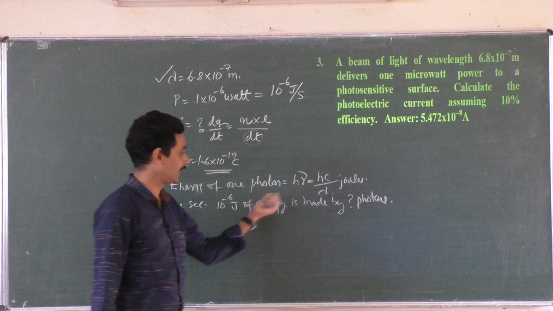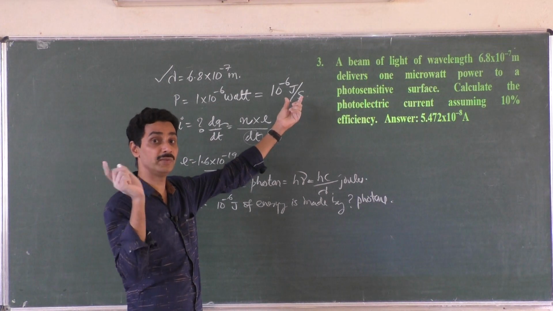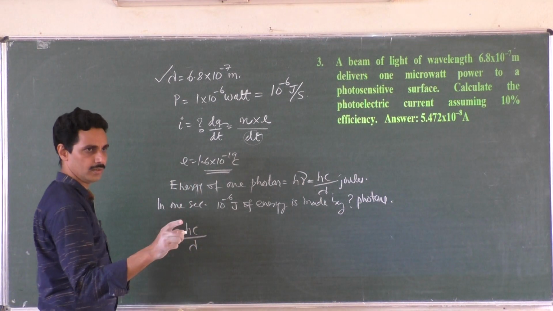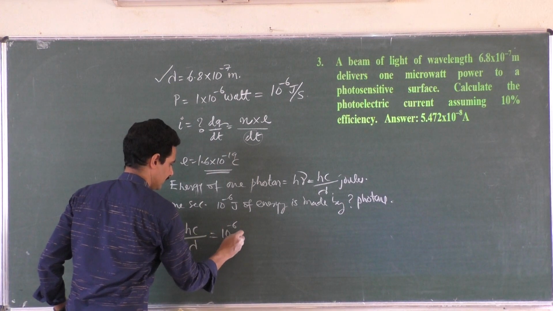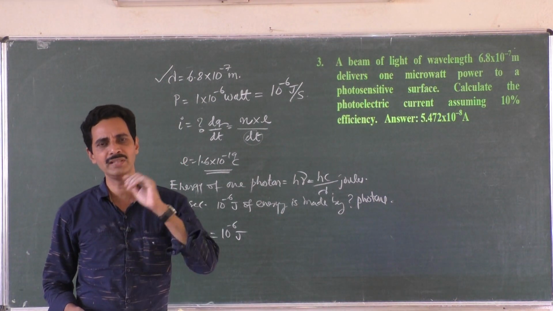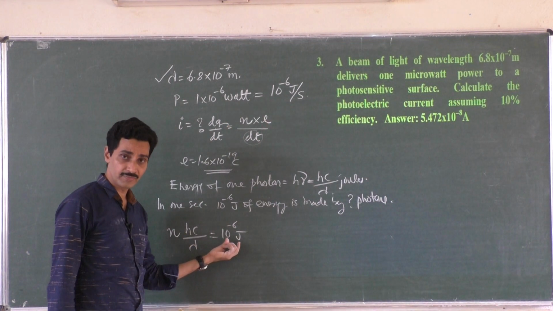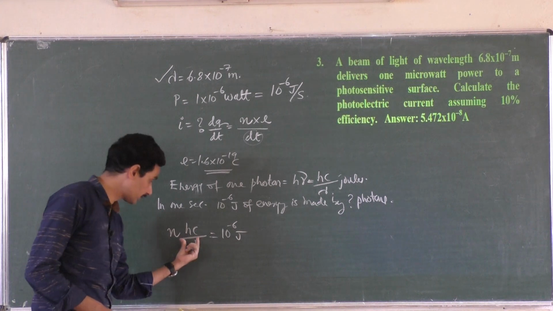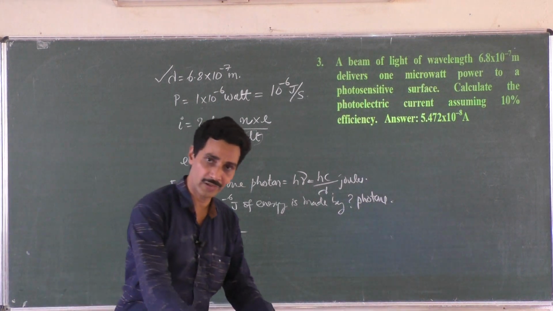Did you understand? One photon has an energy of hc by lambda. But the beam is delivering so much energy per second. That means in 1 second, how many photons should be falling? That means hc by lambda of each photon into n number of photons must make that energy per second, 10 to the power minus 6 joules. And all my story is restricted to 1 second now. I am talking everything per second, because this is per second. If 10 to the power minus 6 joules of energy is delivered by the beam of light, how many photons should be responsible for that? If each photon has an energy of hc by lambda, find out that n. Those many photons will fall on the surface.